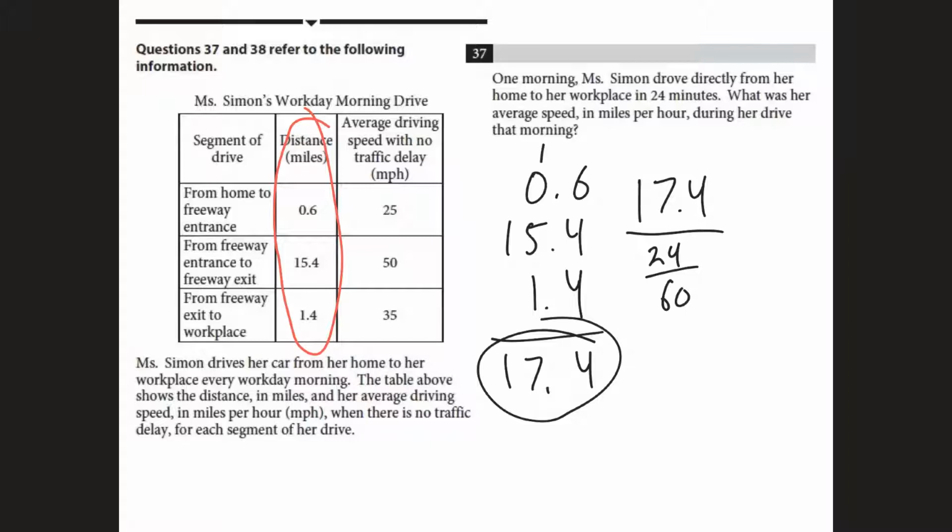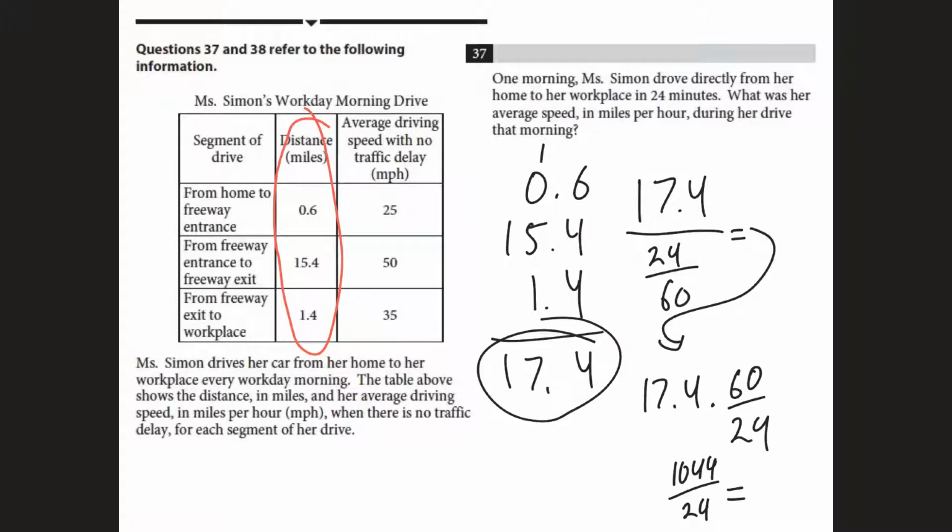Okay, so we're going to come down here. We know that dividing by a fraction is the same as multiplying by its reciprocal. So we can multiply this by 60 over 24. And we will get, on my calculator, 17.4 times 60 is equal to 1044 over 24. That's going to be 43.5. So the average miles per hour was 43.5 for her trip.